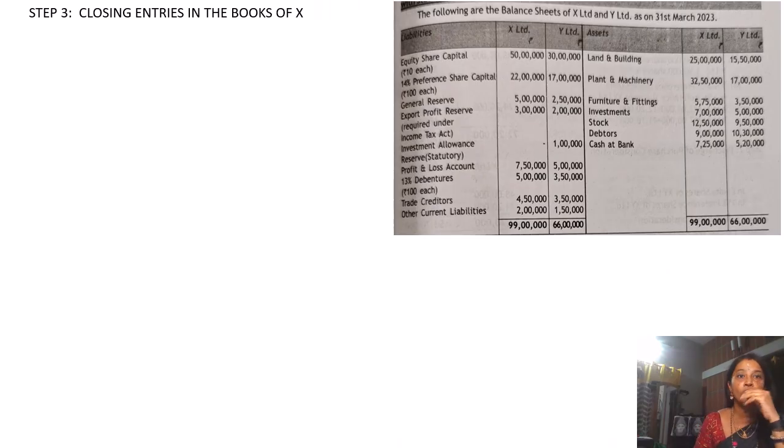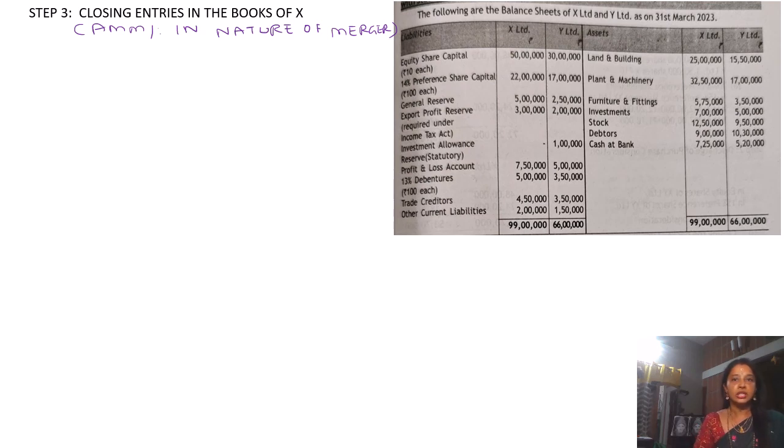Now let's move on to closing entries in the books of X. If we have to do closing entries in the books of X, and remember we are doing amalgamation in the nature of merger. We are doing the merger method. So two entries are different, except that all the other entries will remain the same.